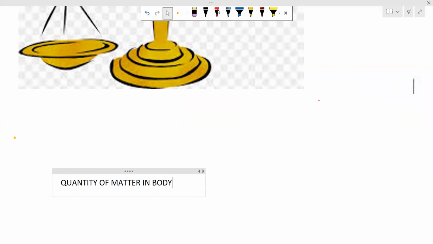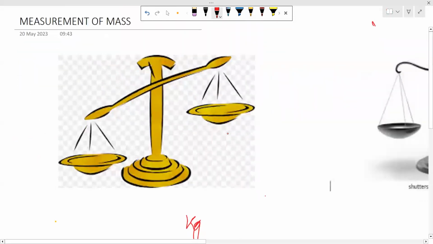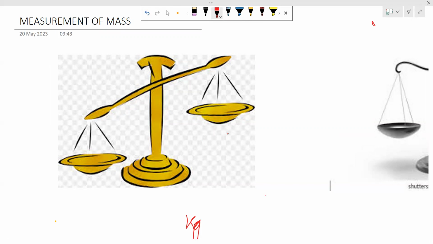What is the SI unit of mass? SI unit of mass is kilogram. So mass is an intrinsic unchanging property of matter. What is intrinsic? It doesn't change. Okay. And this mass is not affected by changes in environment.